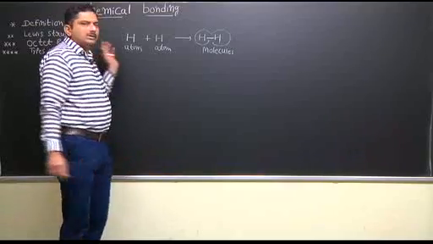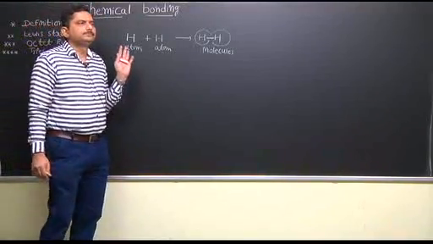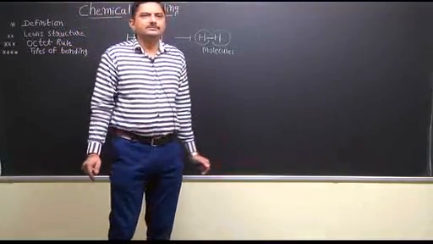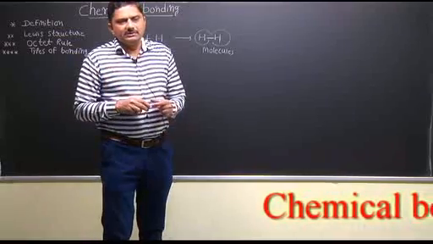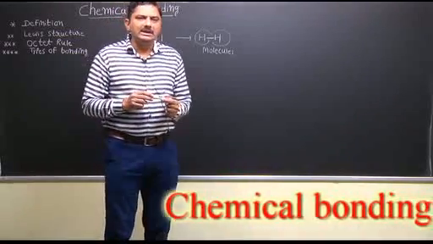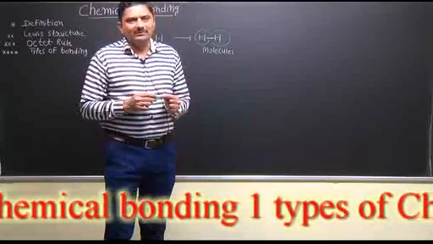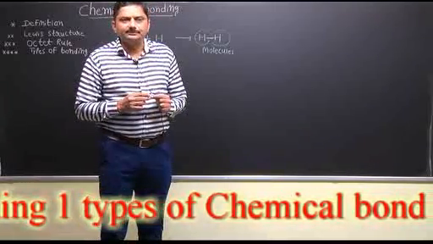Now, the second topic we discuss is the Lewis structure. Scientist G. N. Lewis represented valence electrons in the form of dots near the symbol of that element. This is known as the Lewis structure.